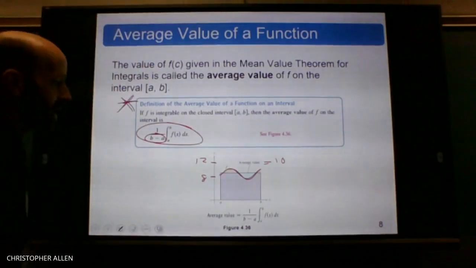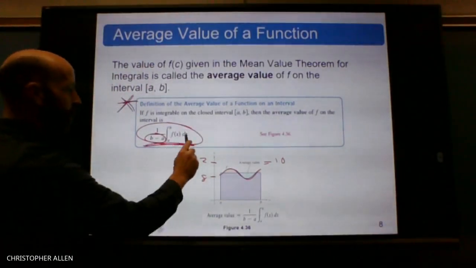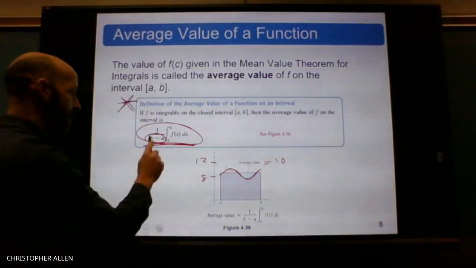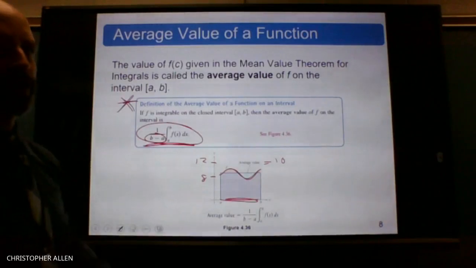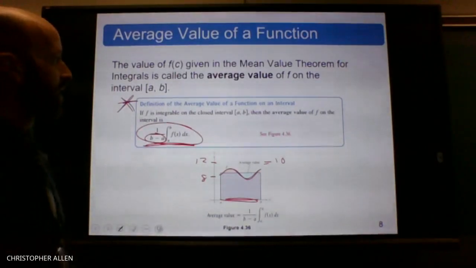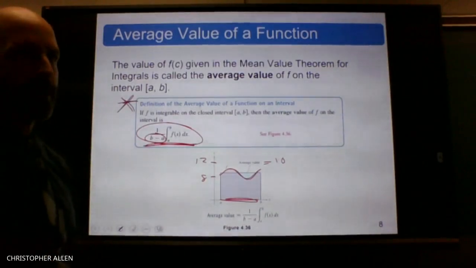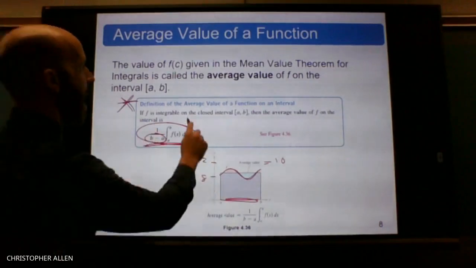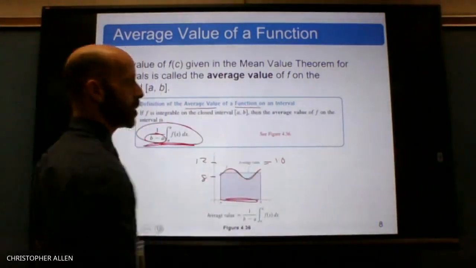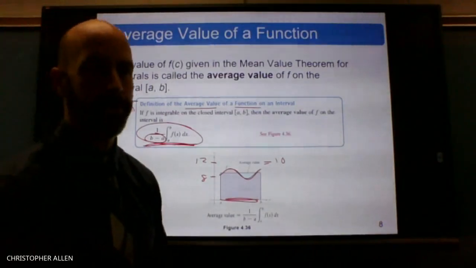So let me say that again. This formula is essentially saying add up all the area and then divide by how many things we've added up, which is the length of the interval. Now, this is different than what we just did on the mean value theorem for calculus or for integration. This is simply finding the average value of the function. Let me do an example.